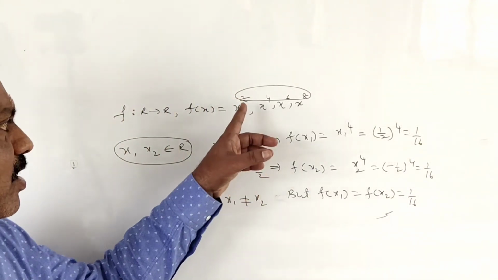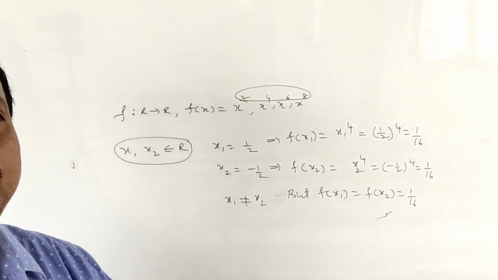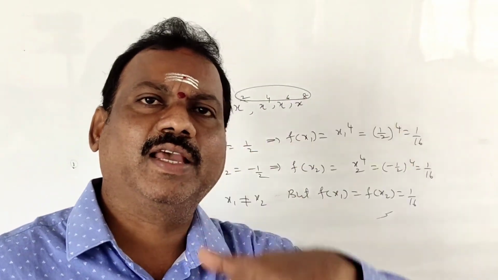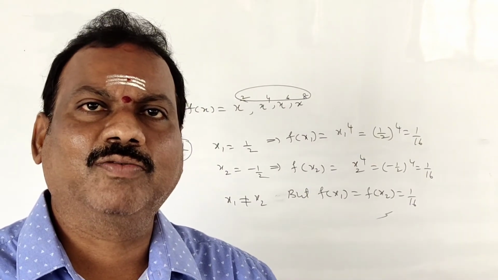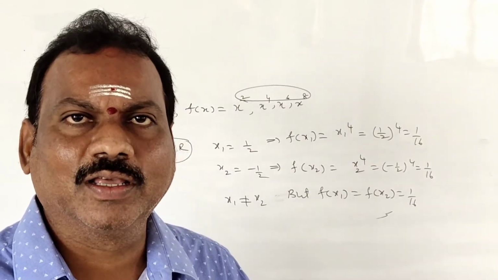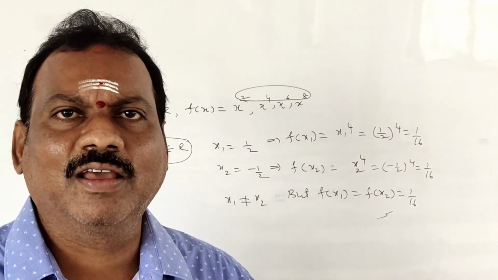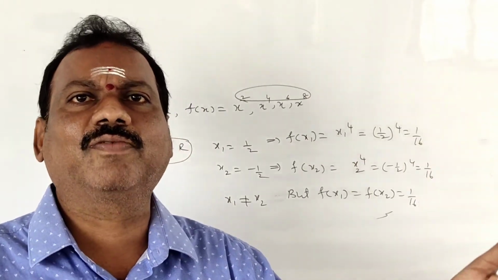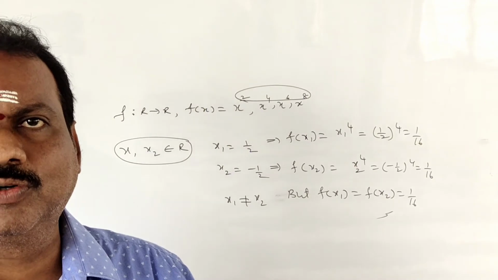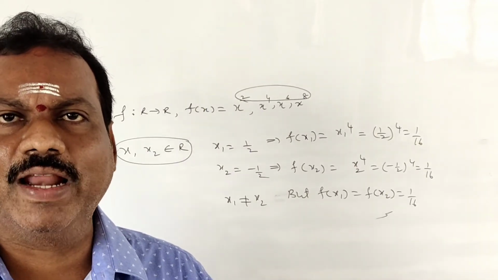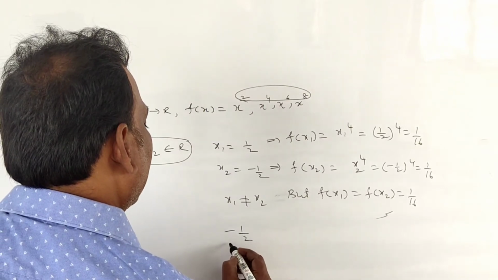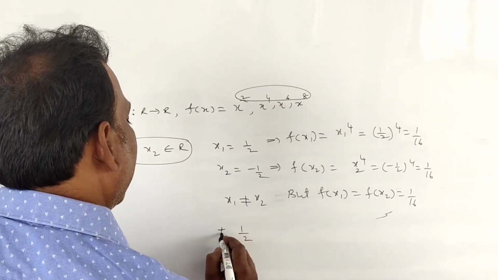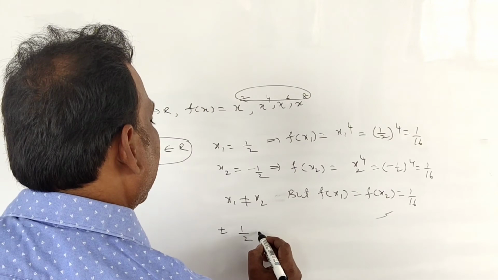Whether it is a square, if you are giving a negative value or the positive value of the same number, you are getting the same output. Plus 1, minus 1, you are getting only one output. Plus 1, 1 square is 1, minus 1 whole square is also 1. Plus 2, minus 2, same output. See students, if you are taking minus 1 by 2, plus 1 by 2, you are getting the same output.